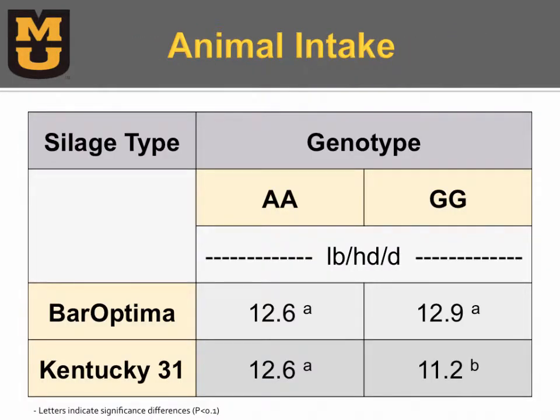For some of my results, this is preliminary data just from 2013. This is the animal intake. What you'll notice here is the Bar Optima animals were not significantly different in their intake. It's what we expected. What was significant here was the Kentucky 31. Tolerant animals consuming Kentucky 31 were not significantly different than those animals consuming Bar Optima, with the susceptible animals consuming Bar Optima or Kentucky 31 being significantly less.